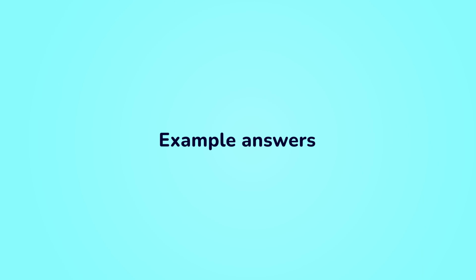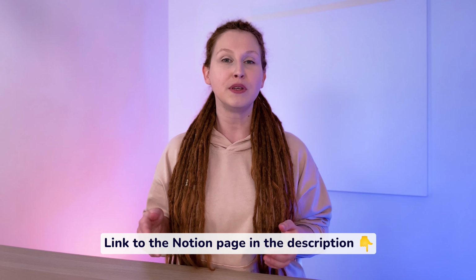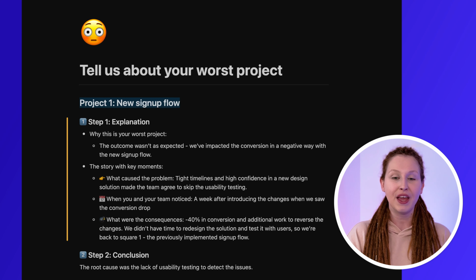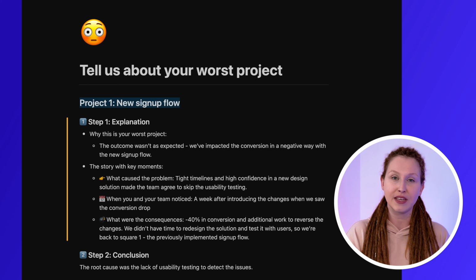Now I would like to share with you 2 example answers so you can better understand how to implement the explanation, conclusion, action framework. You can find the link to the Notion page with those examples below this video in the description. The first project is about a new sign-up flow. Let's go through the first steps of the explanation. Why was this your worst project? The outcome wasn't as expected. We've impacted the conversion in a negative way with a new sign-up flow.